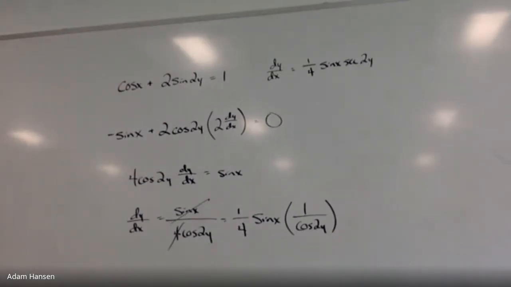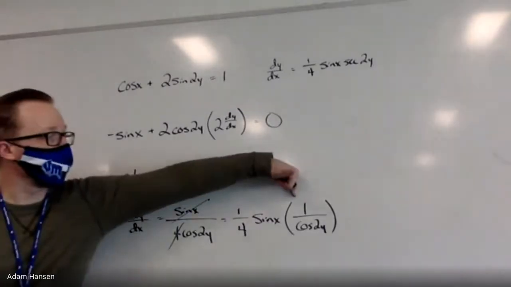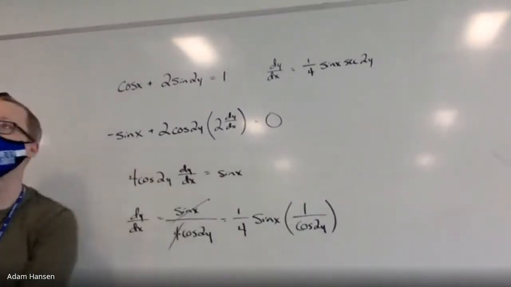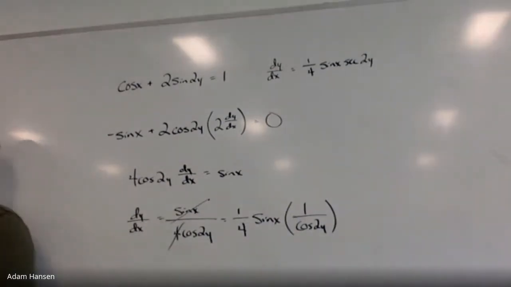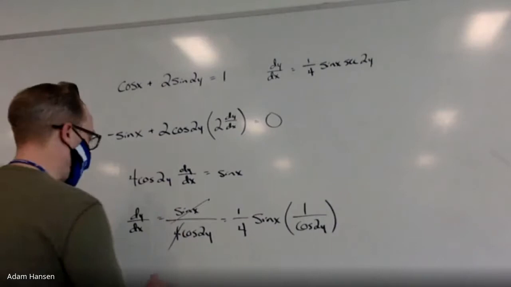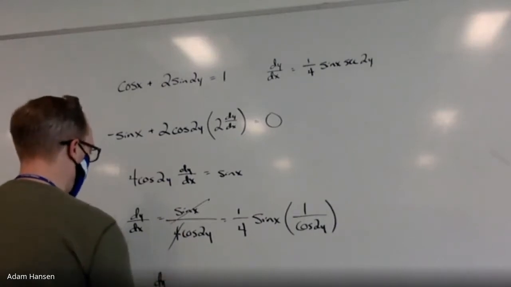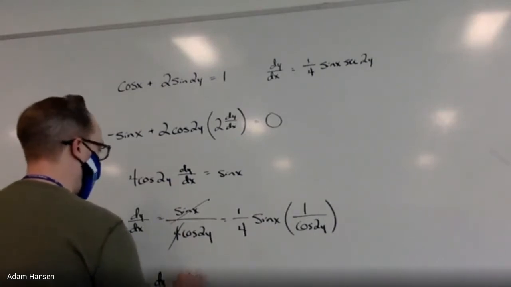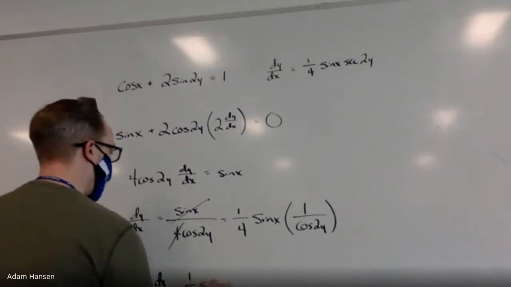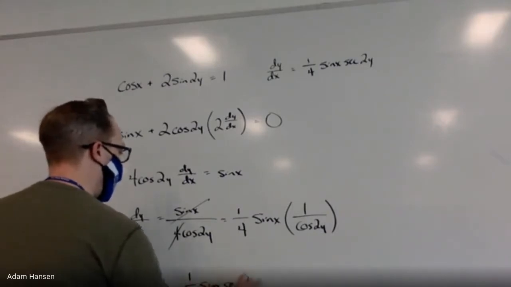Dividing by cosine 2y is the same as multiplying by its reciprocal. There's an identity for 1 over cosine 2y. It's a reciprocal identity. What is 1 over cosine the same as? Secant. So all together, dy dx equals 1/4 sine x and secant of 2y.